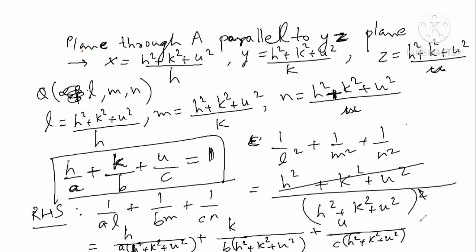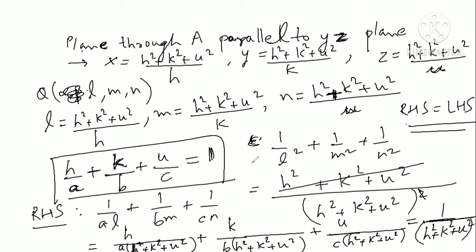So if we take 1 upon (h square plus k square plus u square) common, we are left with h by A plus k by B plus u by C, and that is equal to 1. So basically the answer for the right hand side is also 1 upon h square plus k square plus u square, which is the same as the left hand side. RHS is equal to LHS.